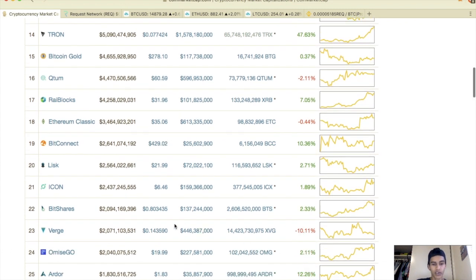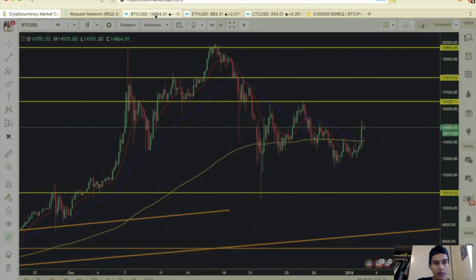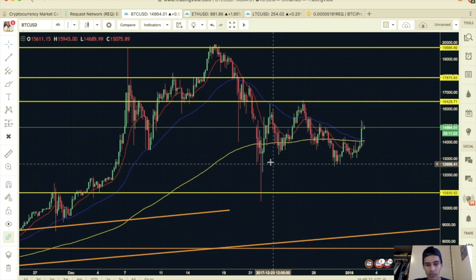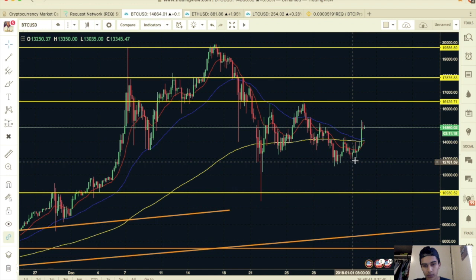Verge down 10%, currently sitting at 14 cents. Looking like it's at a discount now. Really quick, let's take a look at Bitcoin, guys. Looks like Bitcoin found support here at about 12,700. Bounced once, twice, 3, 4 times.